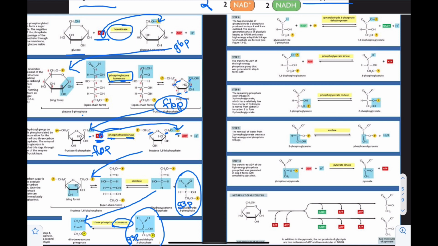Okay, here you will see in step 7 where ATP is produced. In step 10, remember we have 4 ATPs, and because these steps happen twice in the payoff phase, we're really getting 2 of each here in each step, which totals 4.